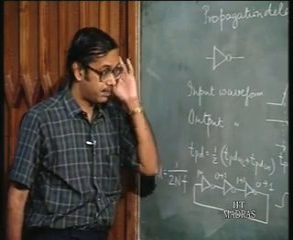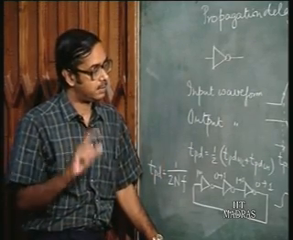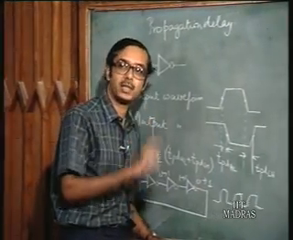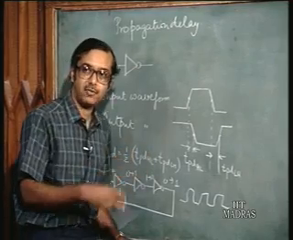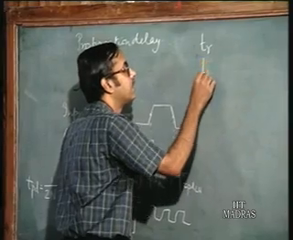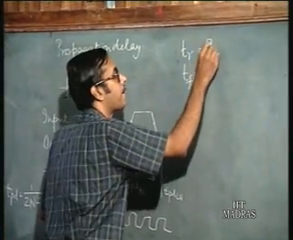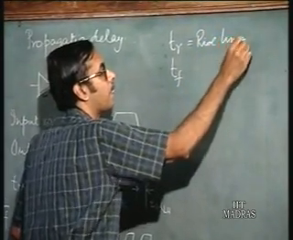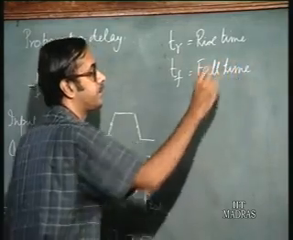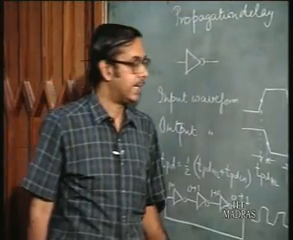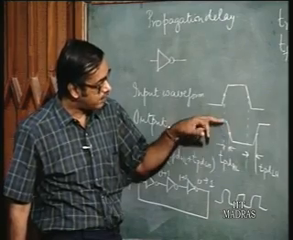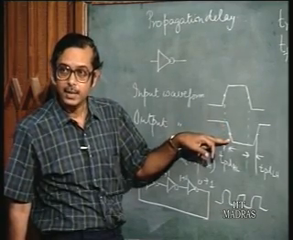In addition to the propagation delay, there are 2 other delays associated with the logic gate, what is called the rise time and the fall time. The rise time is usually denoted by TR and the fall time by TF. If you observe this waveform here, the time required for this to fall, that is the fall time.